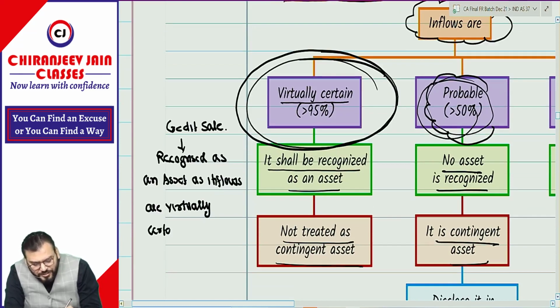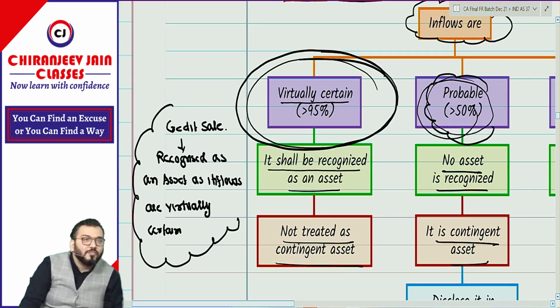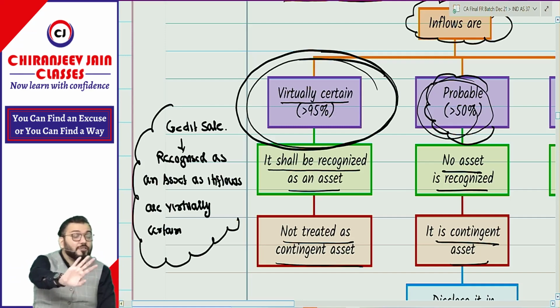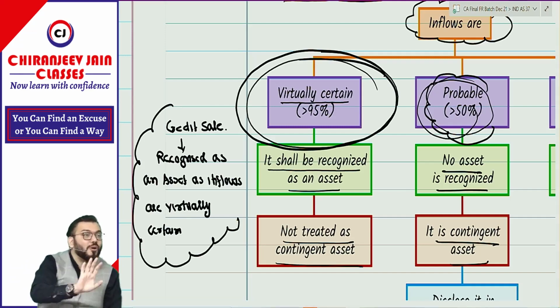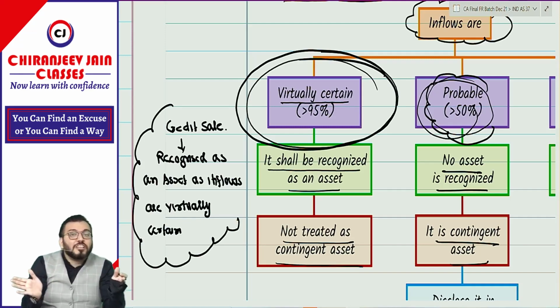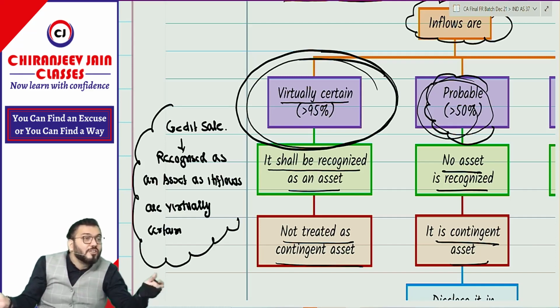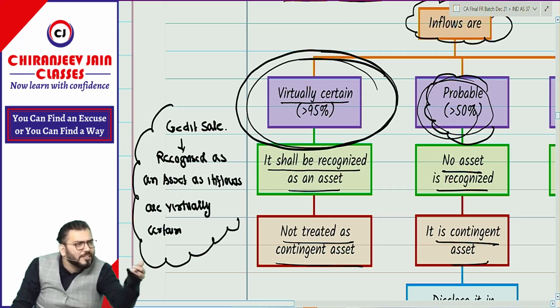However, from the examination point of view, don't worry. They will use the word virtually certain. And if the question is silent and you are not able to decide whether it is virtually certain or not, I will say give both the opinions. Suppose some inflows are not certain and the question is silent whether it is virtually certain or probable. You will have a doubt in exam whether it will be recognized as an asset or disclosed as a contingent asset. I will give both the options.